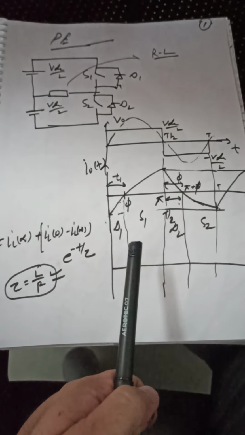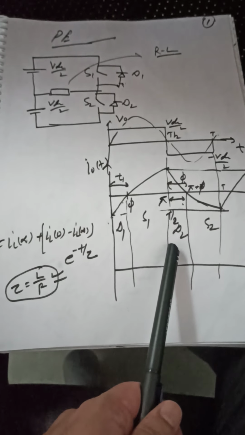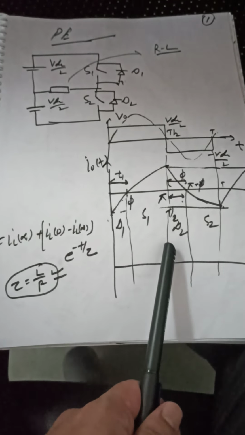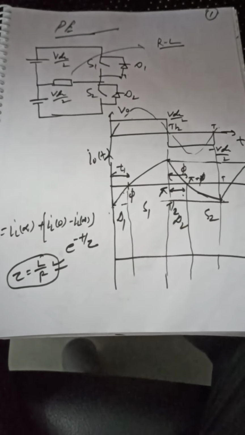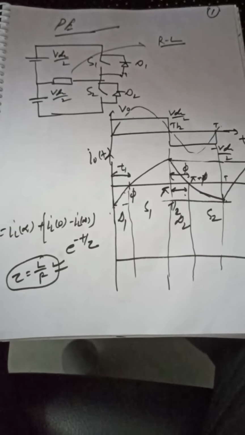After the pi duration, or after the T/2 duration, it can be easily observed that the current is again positive, but the voltage waveform has changed its wave shape.